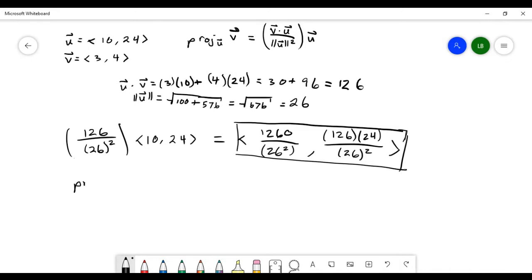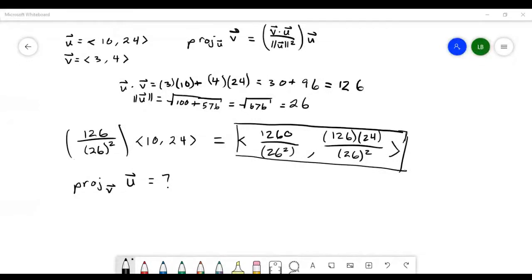Now as practice, why don't you guys find the projection of u onto v? So the other way around. Think y'all can do that? Cool. Give it a shot.